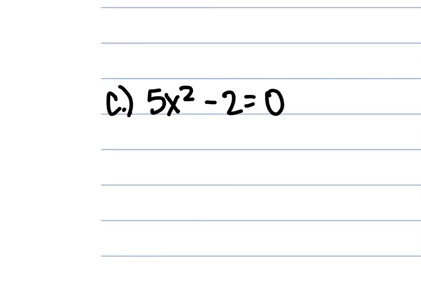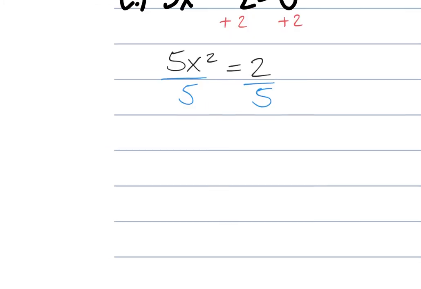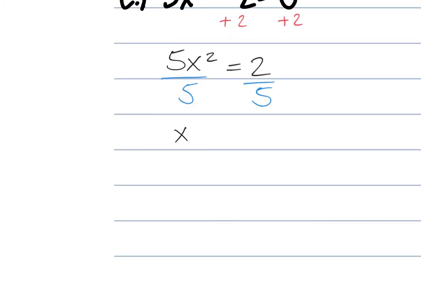All right, let's go ahead and we'll do C as well, okay? So in C, we would add 2 to both sides. We're going to get 5x squared equals 2. Then you're going to divide by 5, divide by 5. We're trying to get that x squared term by itself, so x squared equals 2 over 5. And then we just go ahead and take the square root of both sides. Don't forget your plus or minus, so x equals plus or minus the square root of 2 over 5.